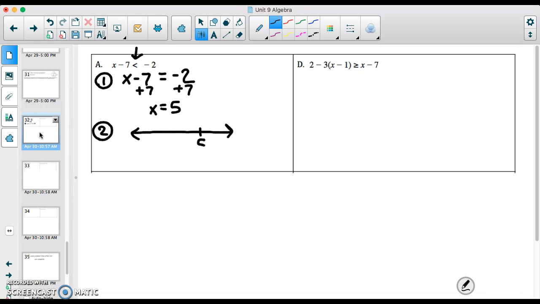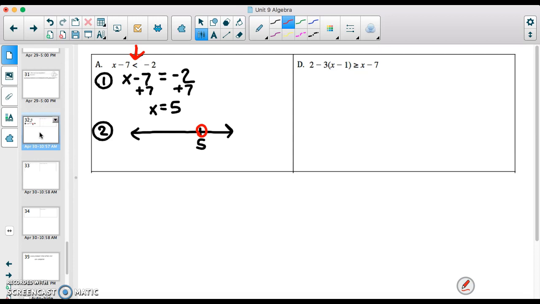My next step is to put that boundary point on a number line and decide if 5 should have a filled in point or an open point. Because this symbol is a less than symbol and not a less than or equal to, there's no equal sign included there, I want to leave this point open. 5 is not included as part of my solution.